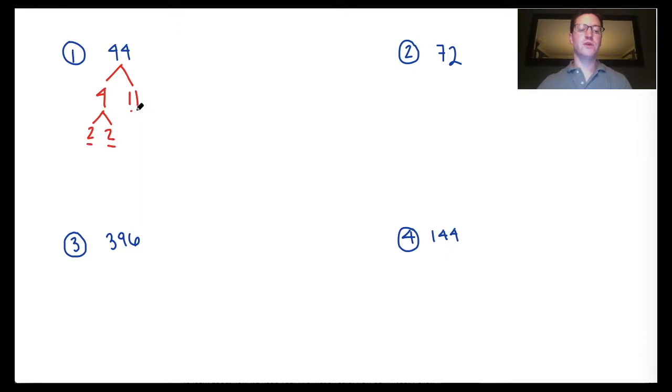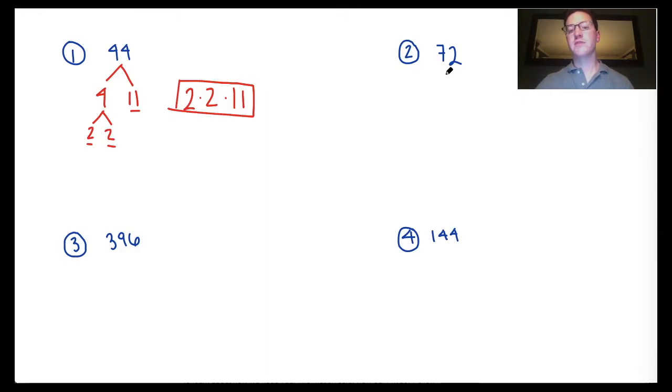So we have 2, 2, and 11. Those are all prime numbers. So the prime factorization is going to be the ends of this tree-like system we've made here. So it's a 2, a 2, and an 11. And we're going to multiply those three numbers because 2 times 2 times 11 is 44. So we've made the factors and we've made a prime factorization because all of those are prime. So that's the prime factorization of 44. Let's move on and try another one.